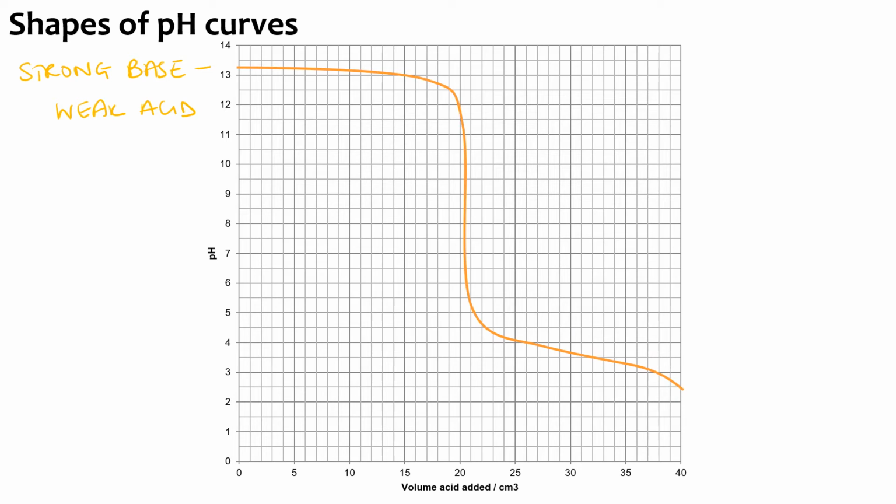Now, the other thing just to notice is that we do have this little dip here at the bottom. Now, that's indicative of a weak acid. You always get that extra little dip. And when we look at the weak acid strong base curve, you'll see that in a little bit more detail.